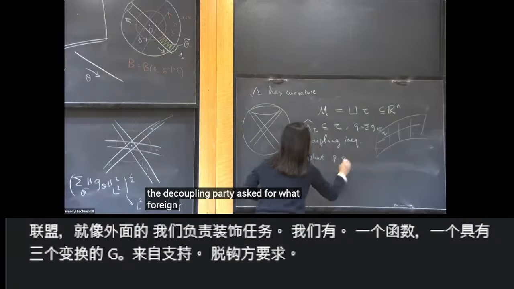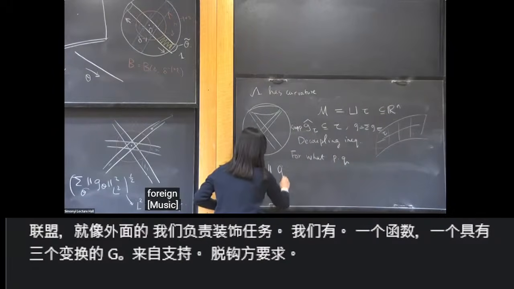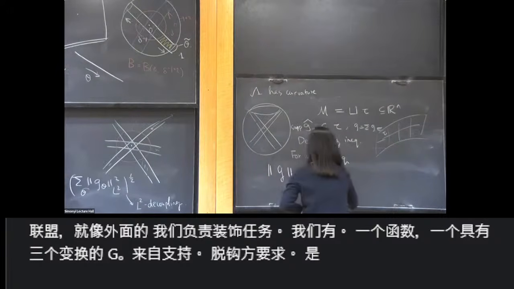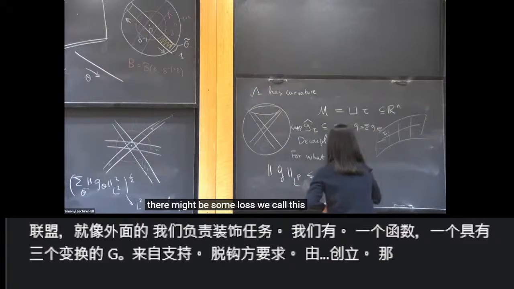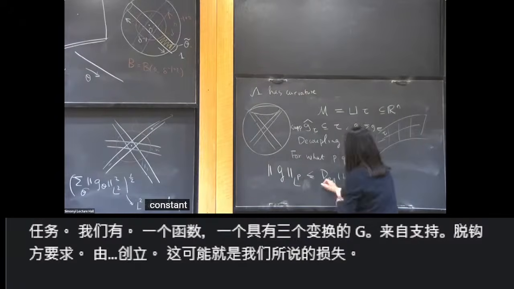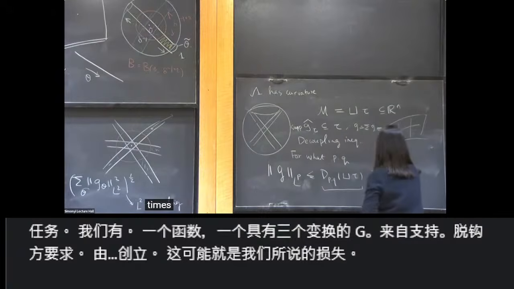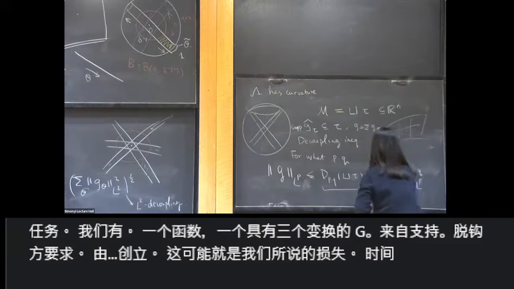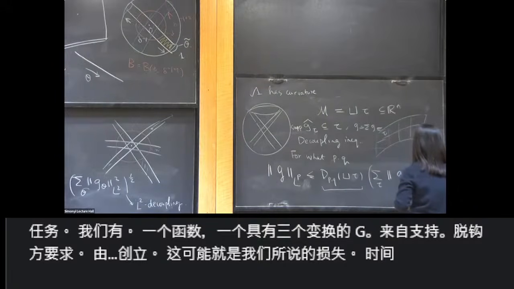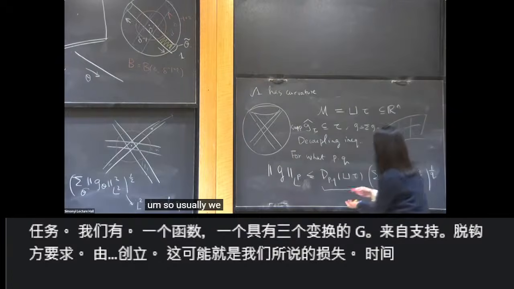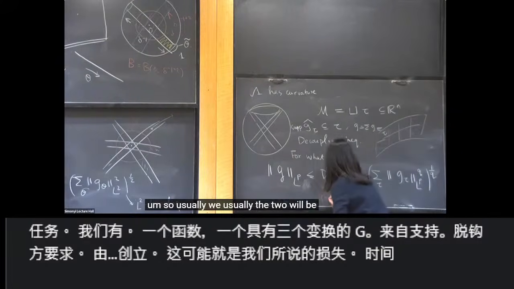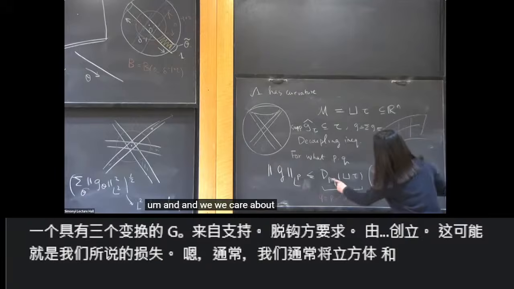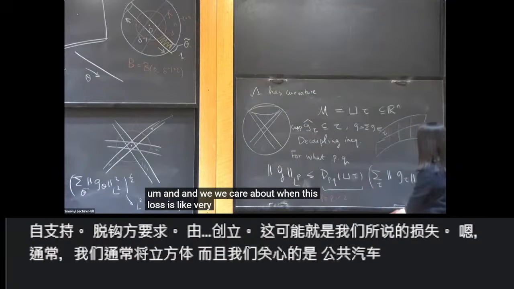p and q such that the L^p norm of G is bounded by, there might be some loss, we call this the decoupling constant, times the sum over G_tau in L^q. Usually the q will be p or 2. And we care about when this loss is very small.